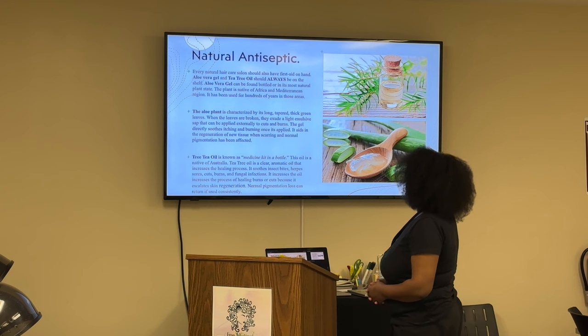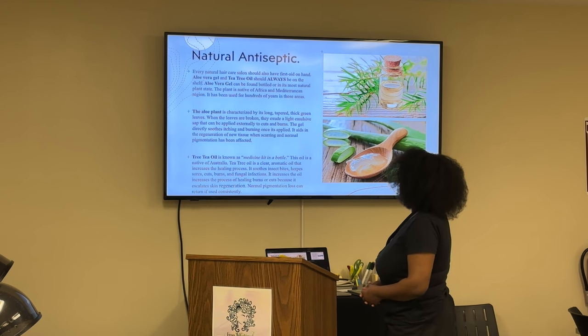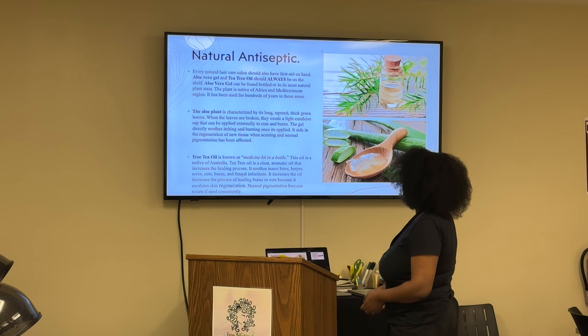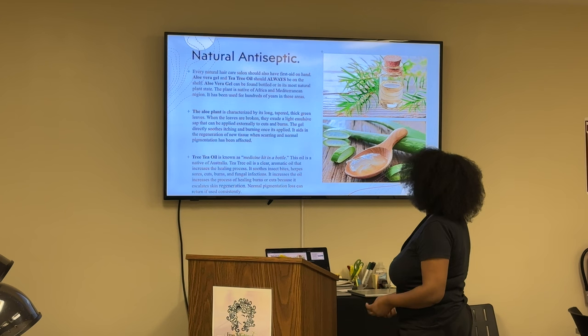The aloe plant is characterized by its long, tapered, thick green leaves. When the leaves are broken, they exude a light sap that can be applied externally to cuts and burns. The gel directly soothes itching and burning once it's applied. It aids in regeneration of new tissue when scarring and normal pigmentation has been affected.